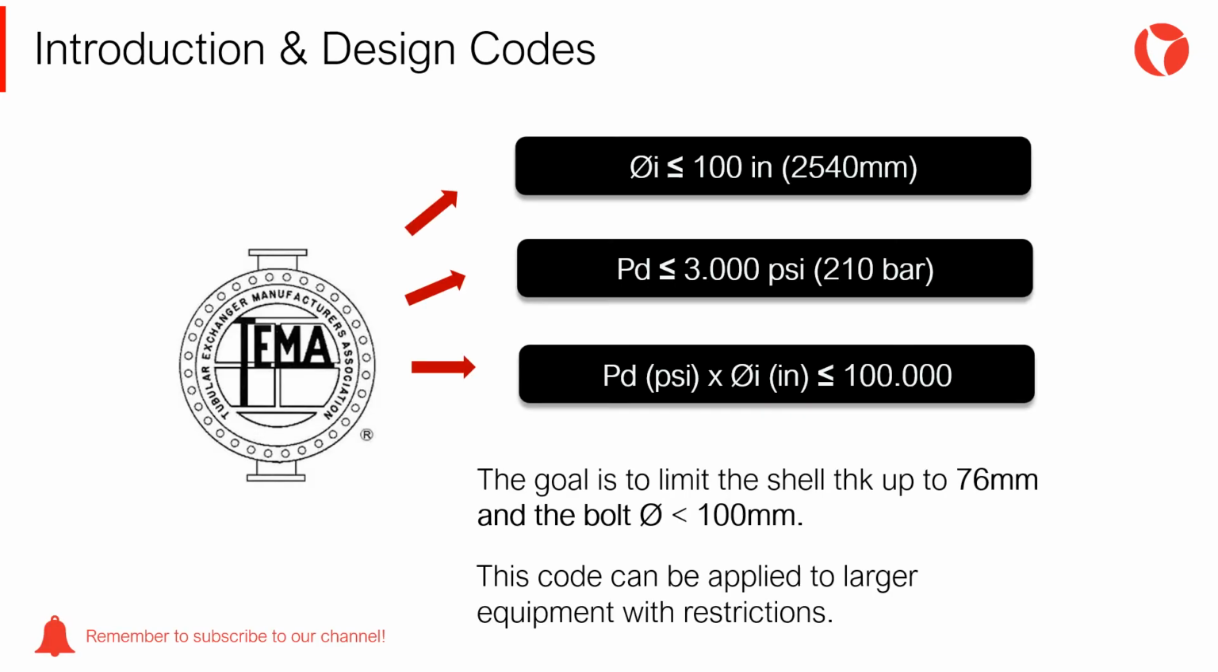The TEMA code, developed by the Tubular Exchangers Manufacturers Association, aims to regulate the criteria for the design and manufacture of shell and tube heat exchangers for general applications. The scope and applications range is stated in the TEMA code, which should be consulted prior to any design. The objective of these restrictions is to regulate the stress induced in the materials.